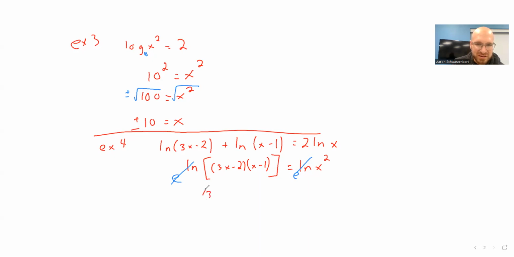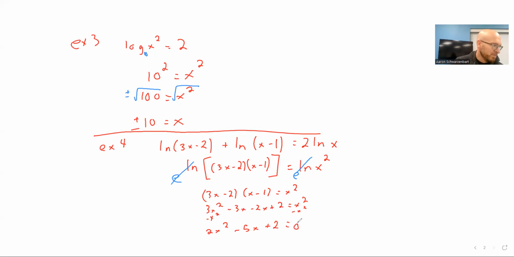So I've got 3x minus 2, x minus 1 equals x squared. This is a quadratic equation. I'm going to FOIL this out. 3x squared minus 3x minus 2x plus 2 equals x squared. I'll subtract x squared from both sides and combine like terms. 2x squared minus 5x plus 2 equals 0.